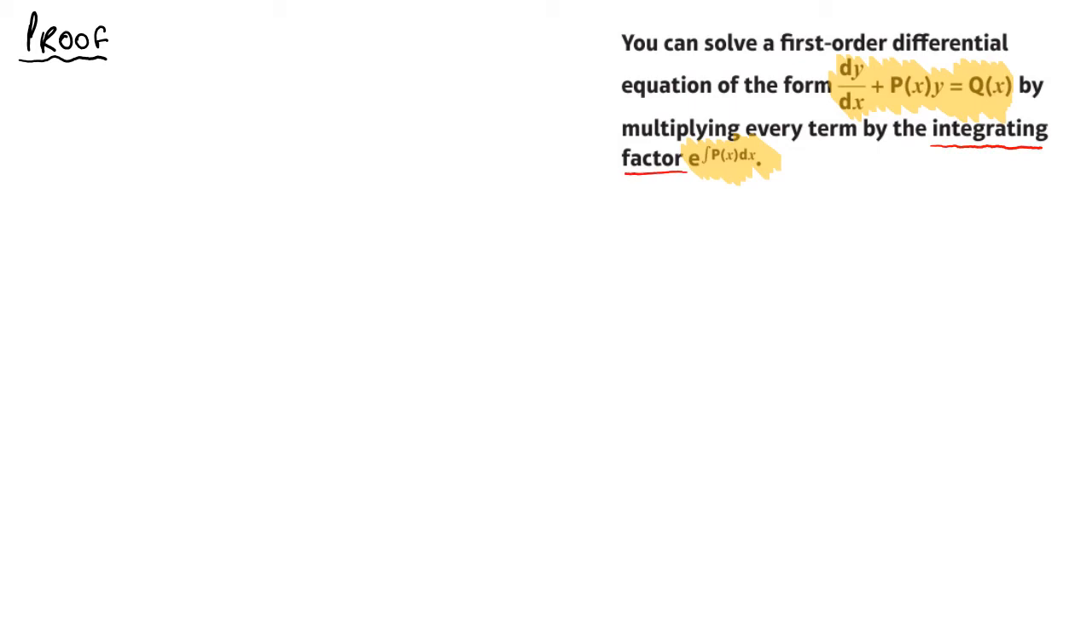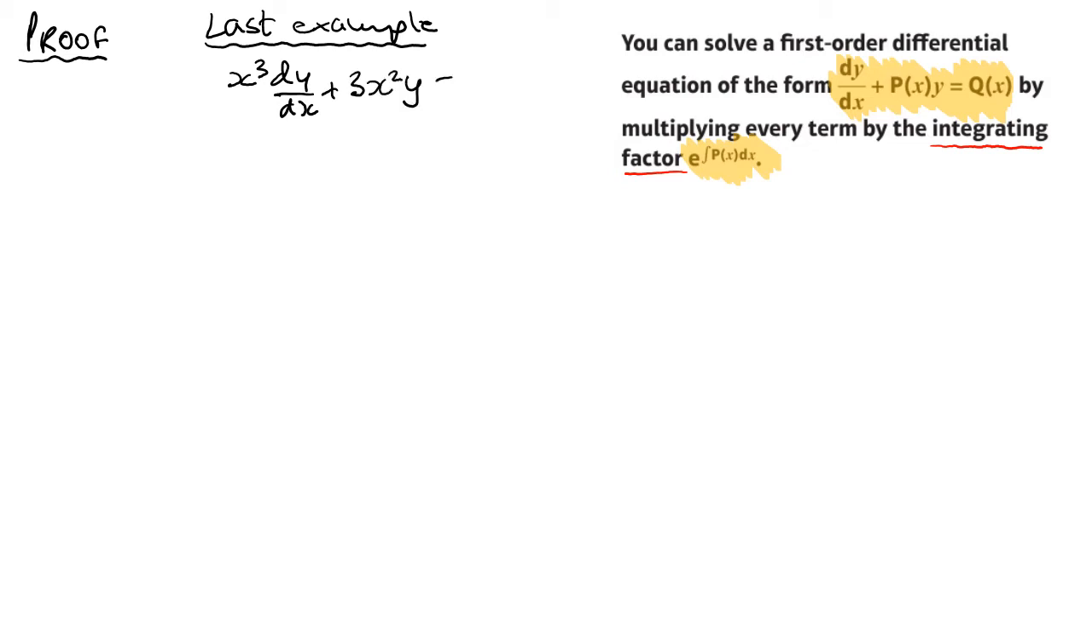Now let's have a look back at the last example that we did, and we were able to solve it. We had x cubed dy dx plus 3x squared y equals sine x, and we were able to solve it because this matched up with u, this matched up with u dash, this bit matched up with v dash, and this bit matched up with v.